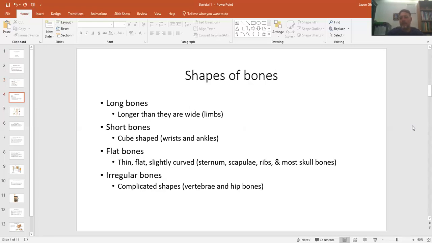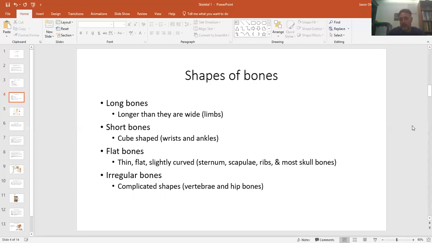The shapes of bones, we have 4 shapes. We have long bones, and long bones are longer than they are wide. So even your knuckle right here, this bone is longer this way than it is this way. So this is a long bone. Most of the long bones are in the limbs. So the arms all the way out to the fingers and your legs down to your toes. Pretty much all of those are long bones.